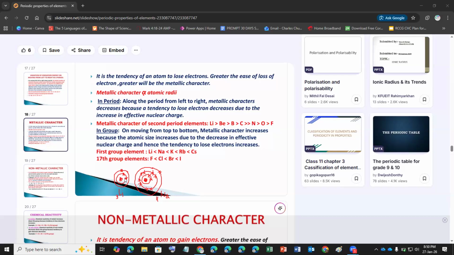So we are saying that that metallic character, along a period from left to right, what will happen? Metallic character will decrease. Why? Because atomic size decreases. Always remember, when atomic size decreases, it means that there's a stronger pull from the nucleus on what? The outermost electron. And because there's a stronger pull, don't you think it will be harder to give away that outermost electron? Yeah. Exactly. That's the whole idea.